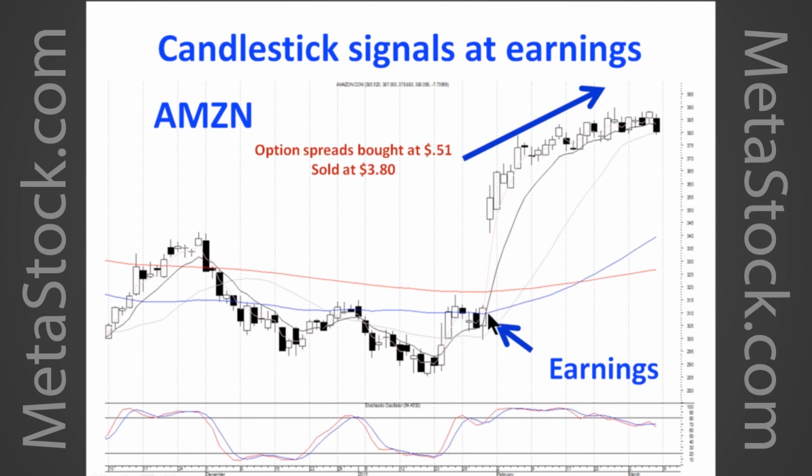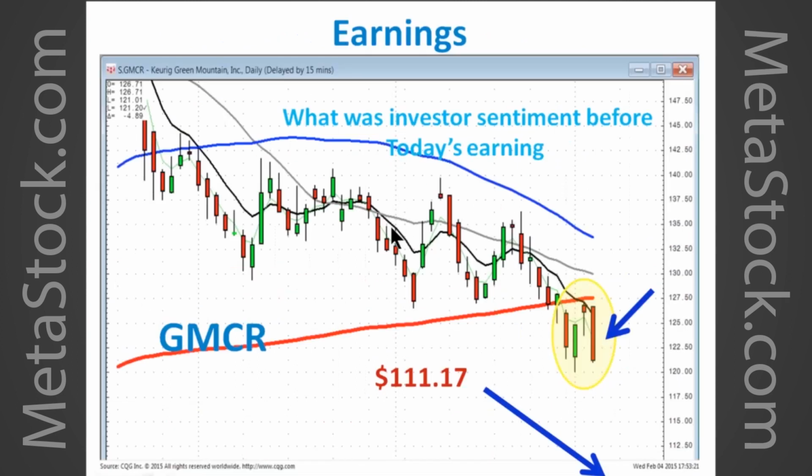Bought the calls here at 51 cents, sold them out at 3.80. Or right before the close, they're selling it off. We're buying the puts. This one a while back, Keurig gapped down after that.